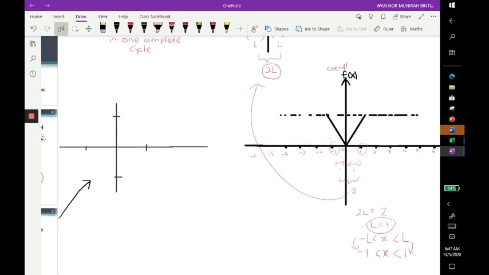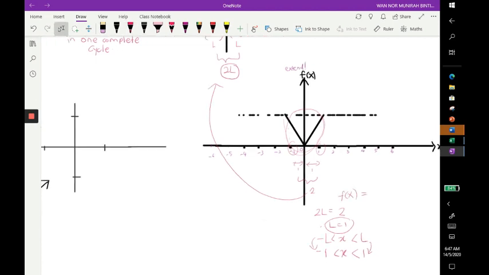So this is a function f(x). You have one function from negative 1 to 0, and another function from 0 to 1. So what is meant by a periodic function? You can see that the period of this one complete cycle is 2. 2L equals 2, so L equals 1.